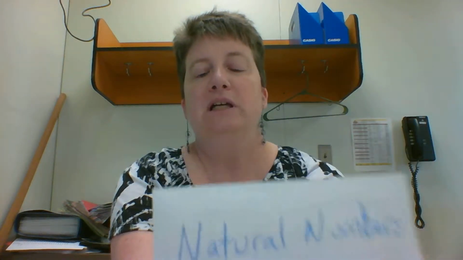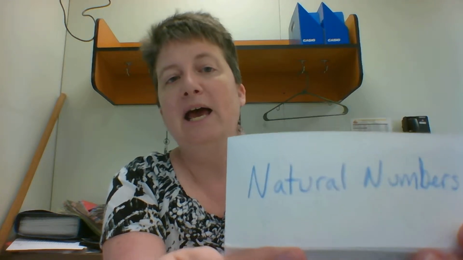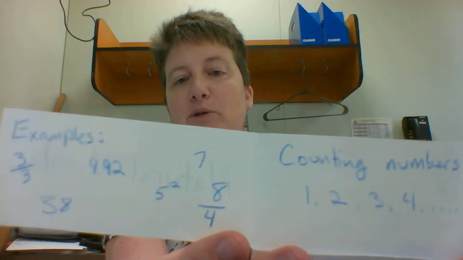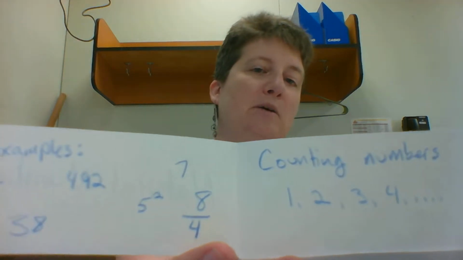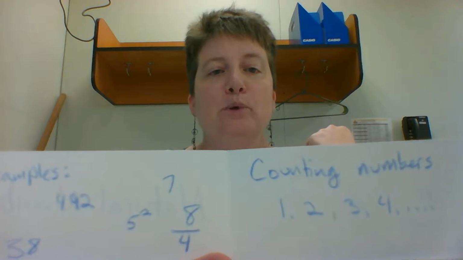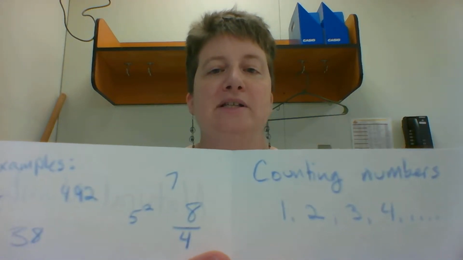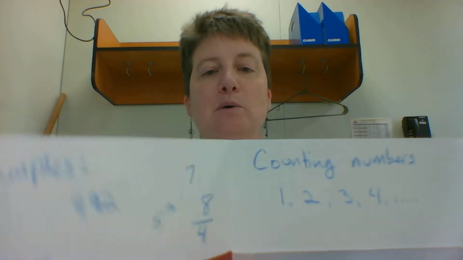So the first classification that we have here is our natural numbers. And our definition of natural numbers is that these are our counting numbers. We start with the number 1 and we count upwards from there. 1, 2, 3, 4, 5, etc. Very simple. Those are our natural numbers.